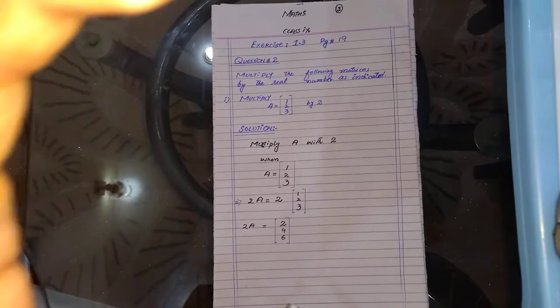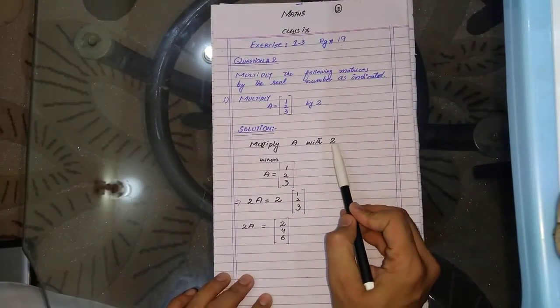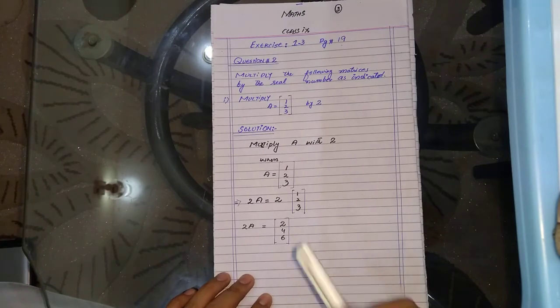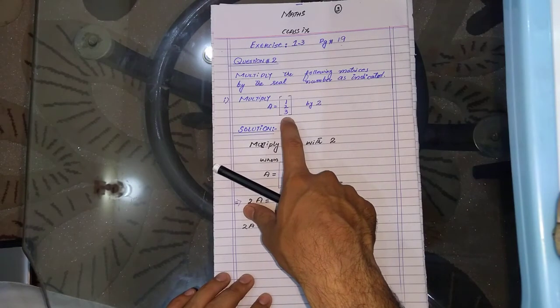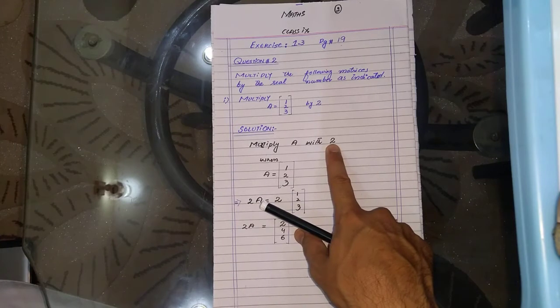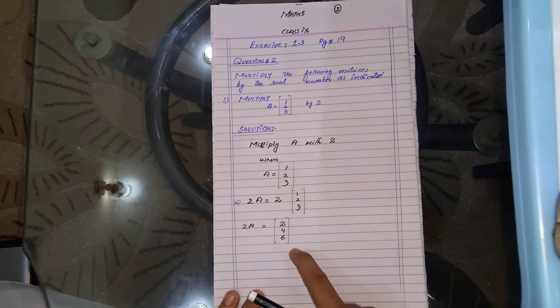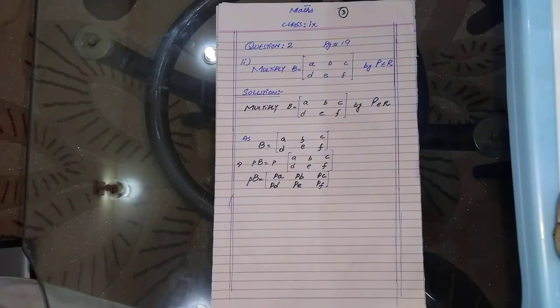So student, what I want to tell you is that by multiplying a single real number with your matrix, it will not change its order, okay? The order of the matrix was 3 by 1. Similarly, after multiplying this single real number, not matrix, single real number, the order of the resultant matrix is also 3 by 1, okay? Student, over to question number 2, part 2, page 19.